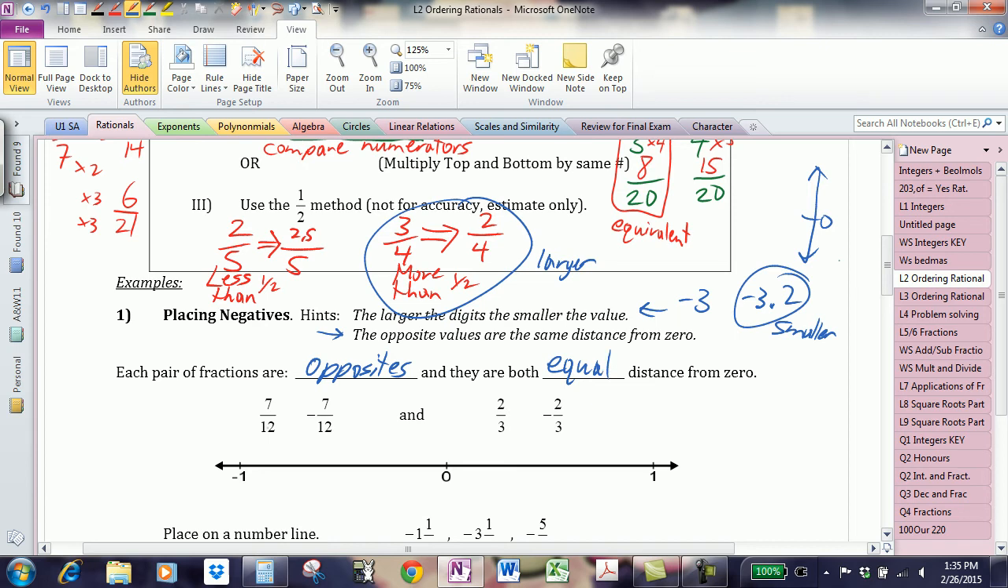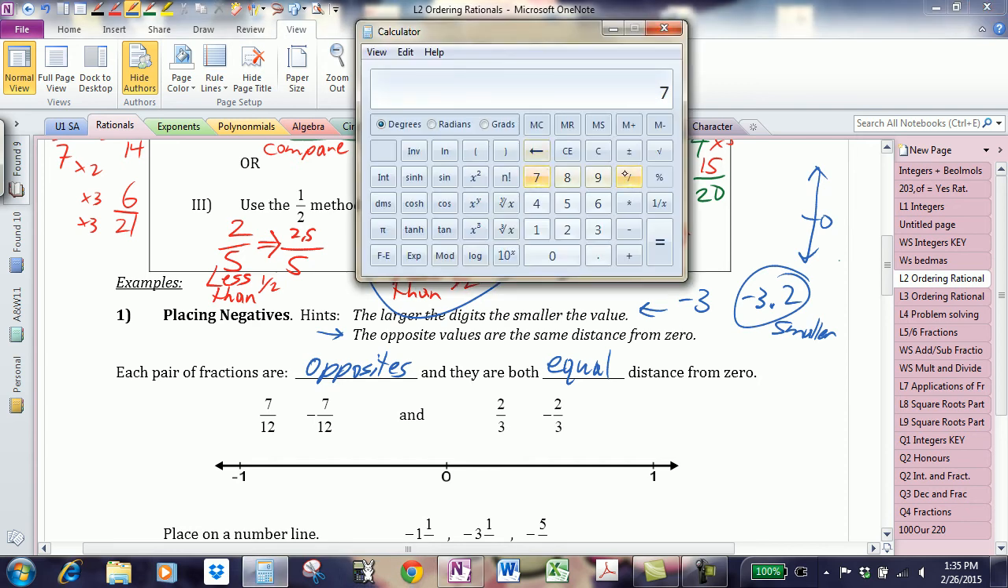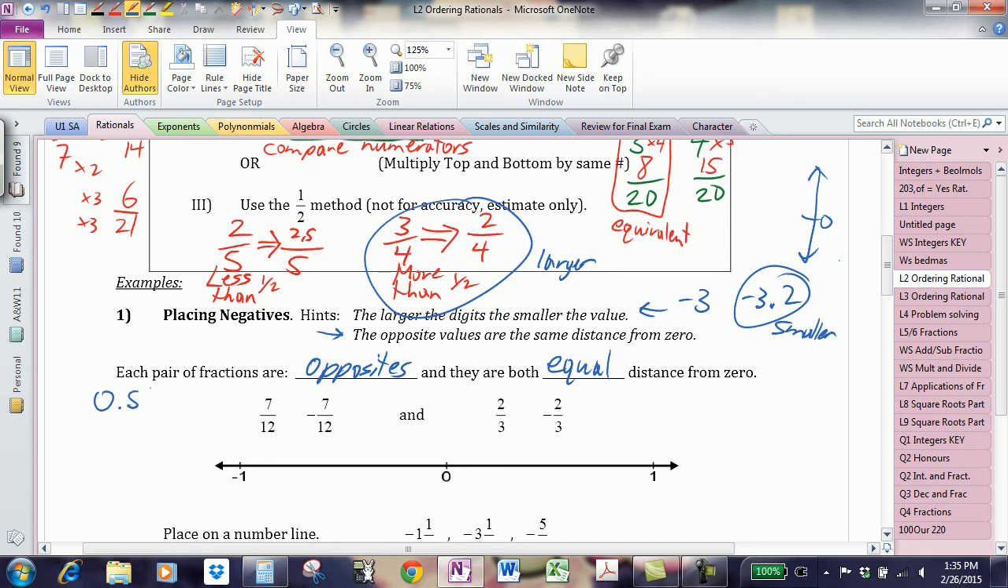So let's do the first one, 7 over 12. What is that? Well, as a decimal, it's 0.583 repeating. So we know that's going to be, if this is halfway, slightly bigger than halfway. So when we're doing our negatives, we will find -1/2.